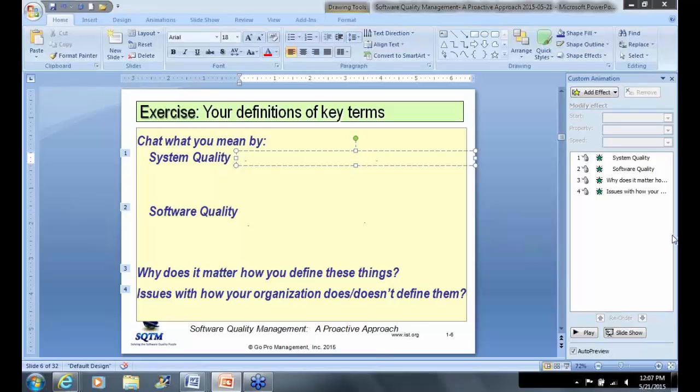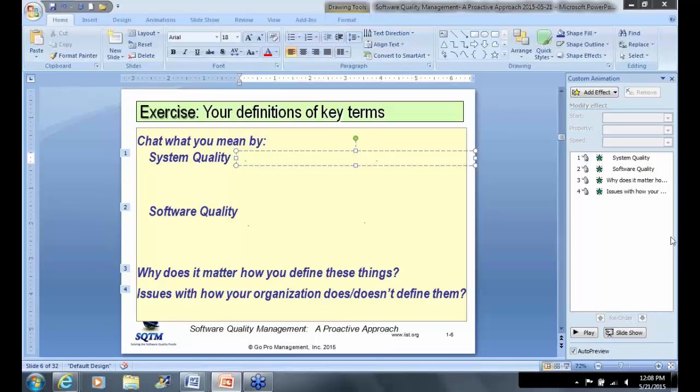So if you would, please send questions in the question box, your definition of what you mean by system quality versus software quality. Your participation is going to really help this session go a lot better. So please type that into your question box. There we go. We're beginning to get something now.